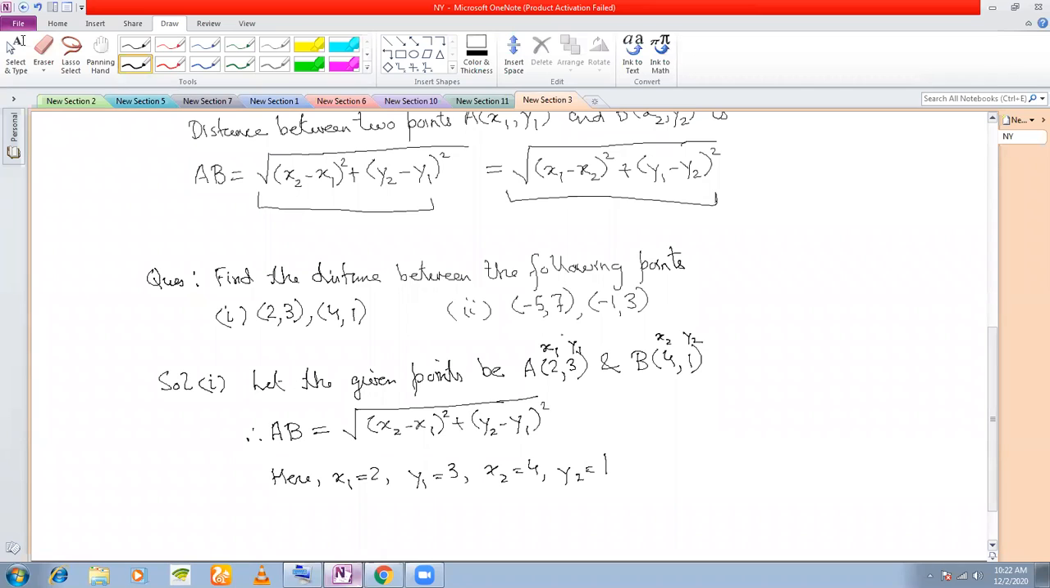It's not that you take this as your x1, y1 and then while calculating you take this as your x1, y1. No. Try, if possible, to write in pencil which one you are taking as x1, y1, which one you are taking as x2, y2, and later you can erase this.